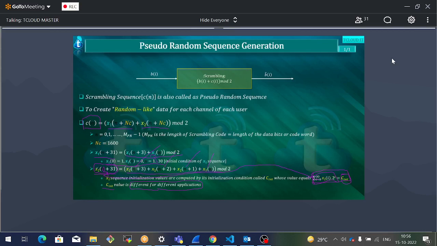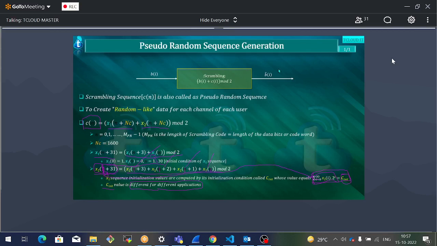If you want to find X2 of 32, for example, you define it as 1 plus 31. So what will happen here? In the n position, you have to place 1. So it becomes X2 of 4, X2 of 3, X2 of 2, X2 of 1, because the first 31 values are already available. So you take those element values and substitute them over here. So the first 31 values are dependent on the C init value.